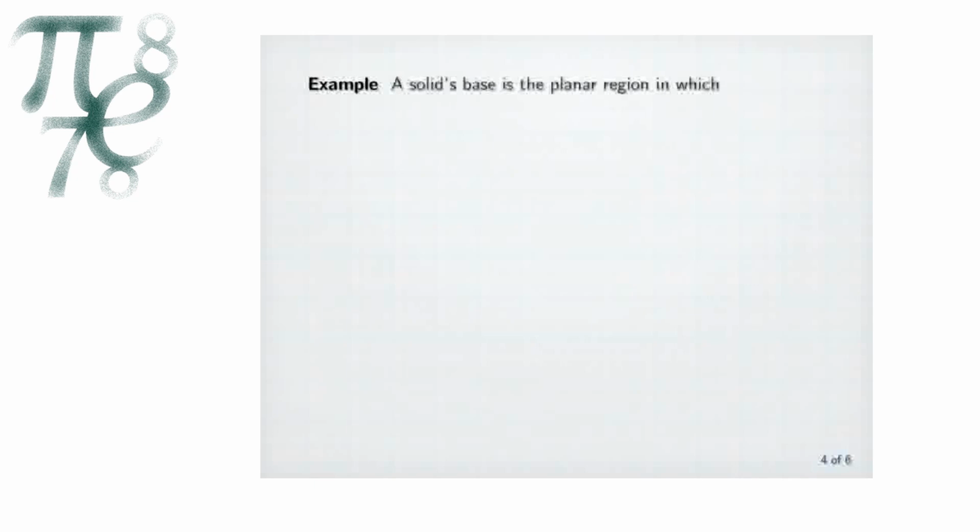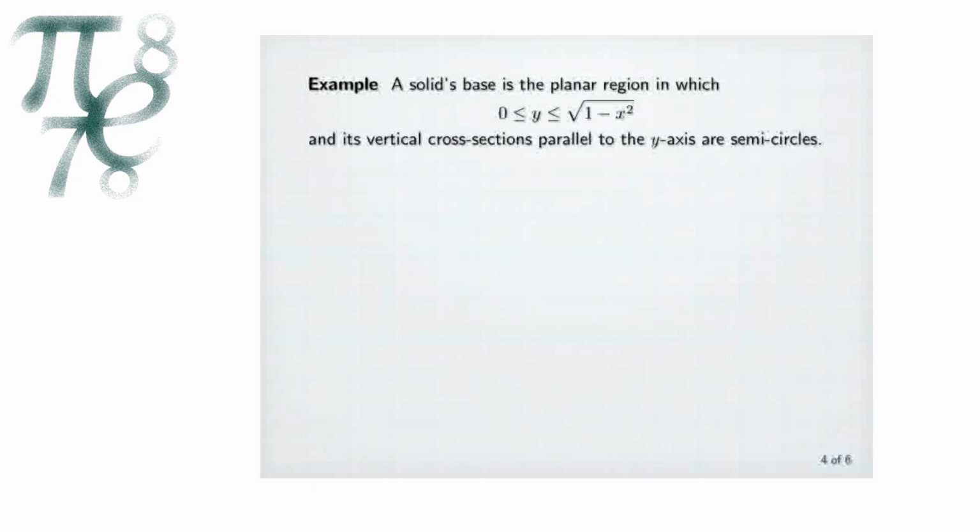Example. The solid's base is the planar region in which y is between 0 and the square root of 1 minus x squared, and its vertical cross-sections parallel to the y-axis are semicircles. Find the volume of the solid. The graph of y equals the square root of 1 minus x squared is the top half of the unit circle, so here's the base of our solid.